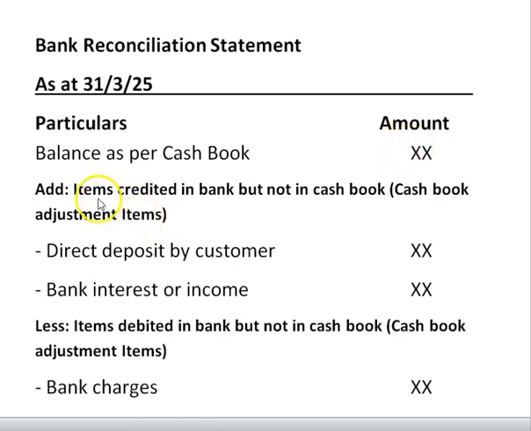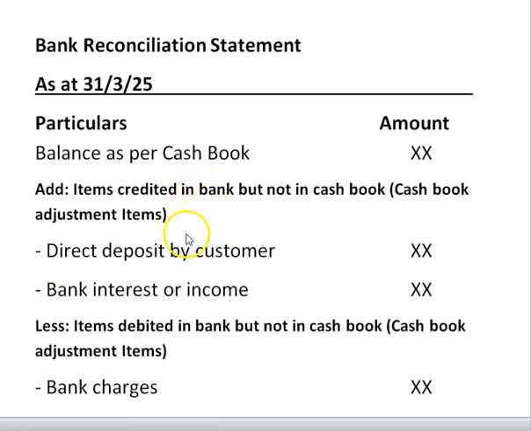And then you are going to add items credited in the bank but not in cash book. These are cash book adjustment items. If you are doing cash book adjustment, these are the items that you're going to use to do your adjustment of the cash book before you do the balance bank reconciliation proper. In here, this format is taking everything together.